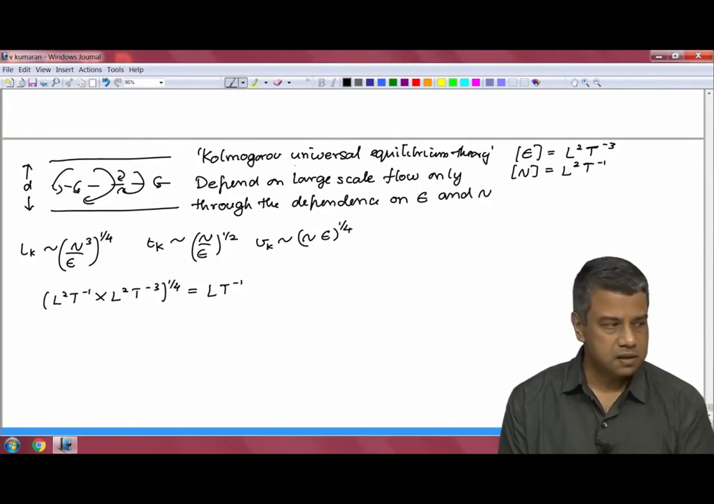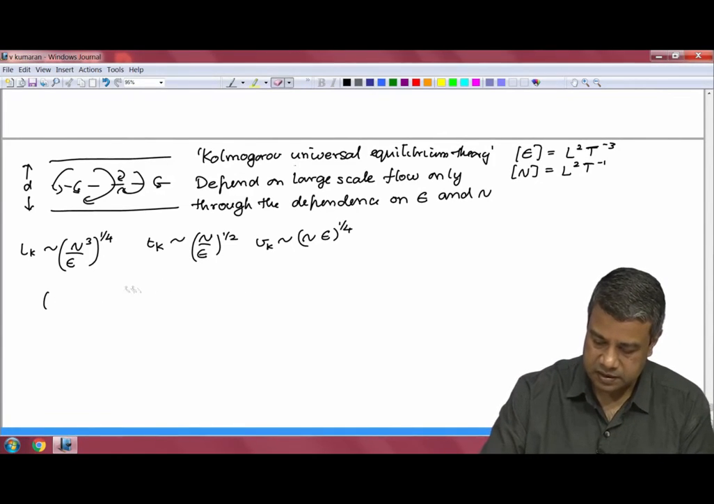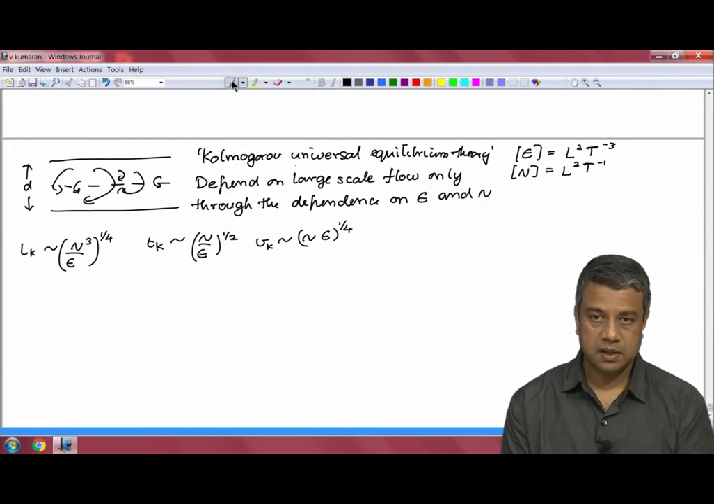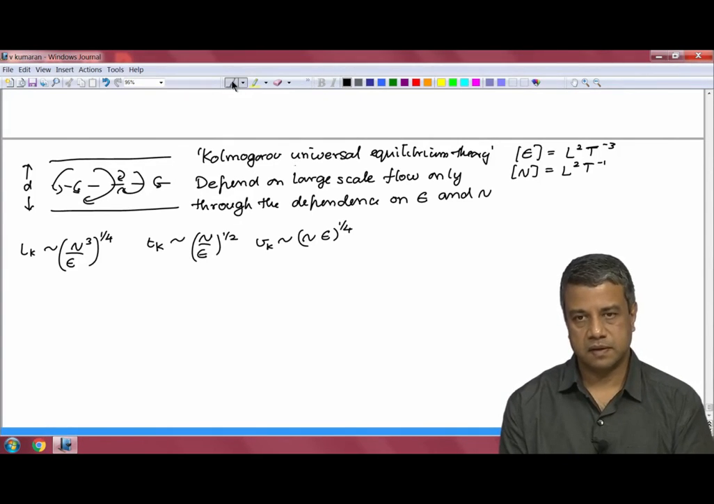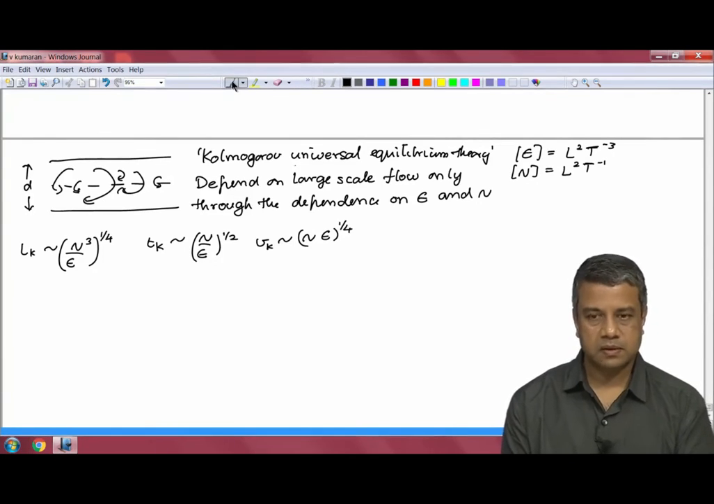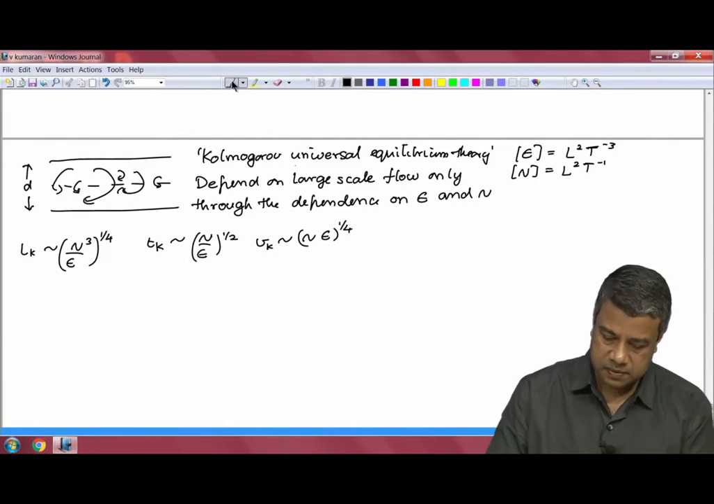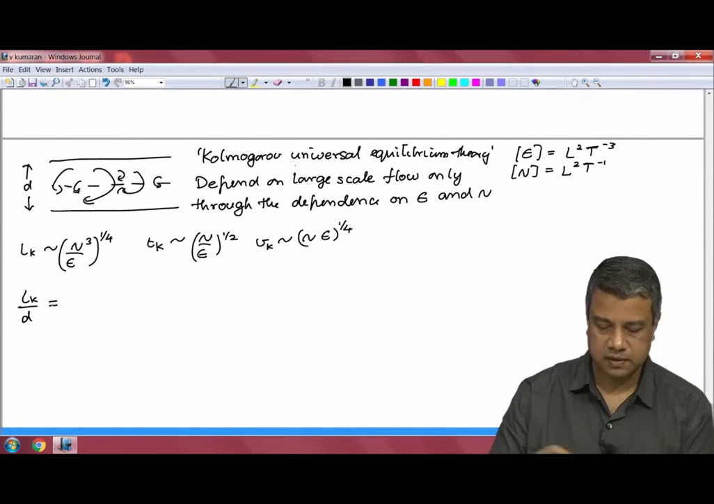So, based on the fact that the length, time and velocity scales of the smallest eddies depend only upon the rate of dissipation of energy epsilon and the kinematic viscosity nu, and they do not depend directly on the average velocity and the pipe diameter, we can estimate what those smallest scales are in a turbulent flow. What is the ratio of the smallest scales and the pipe diameter, for example?